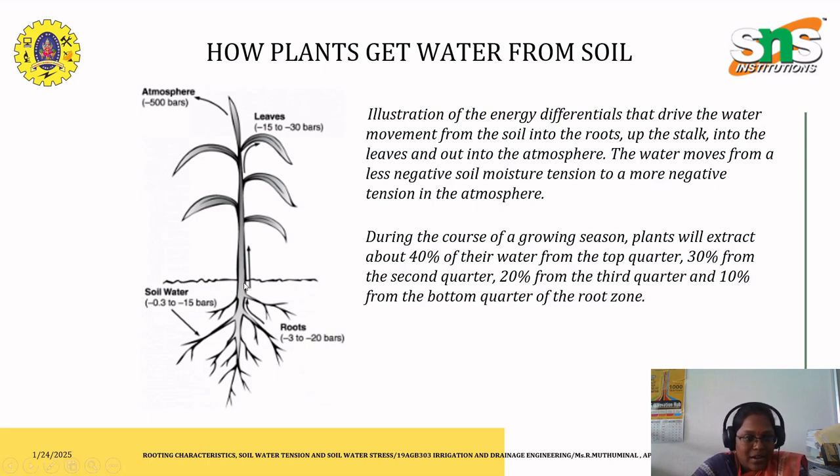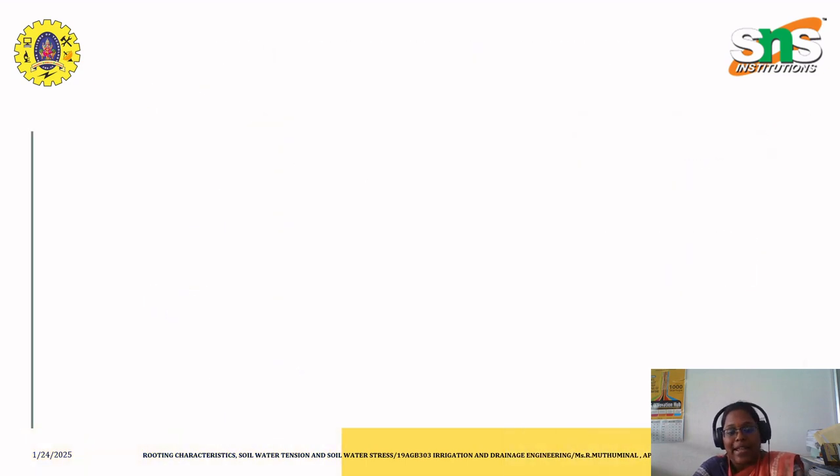So here you have to split the root zone into four quarters. The lowermost quarter is capable of absorbing only 10 percent, the third quarter 20 percent, the second quarter 30 percent, and the topmost 40 percent of the water from the top. Okay, so this is how the plant extracts water.